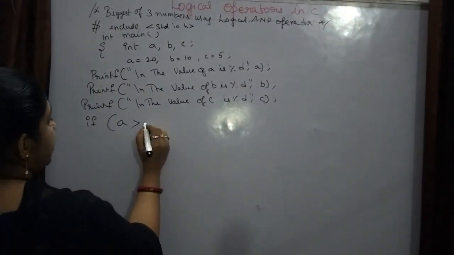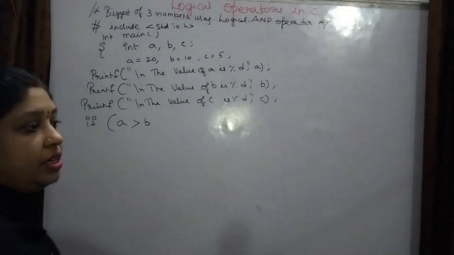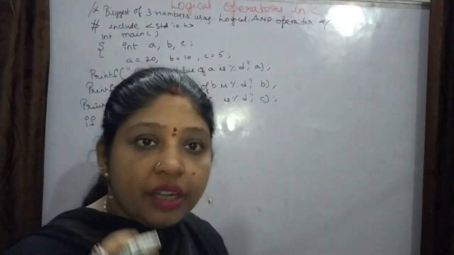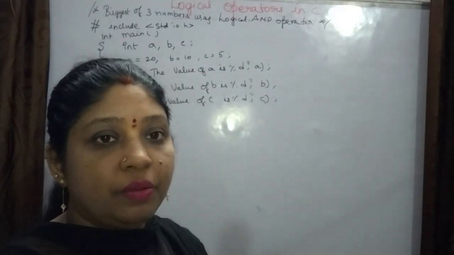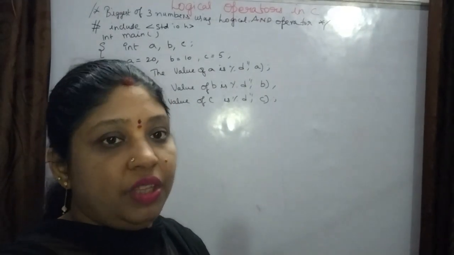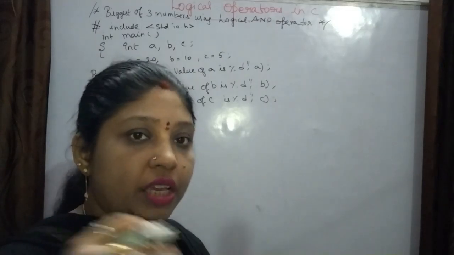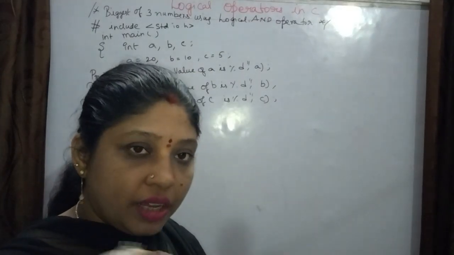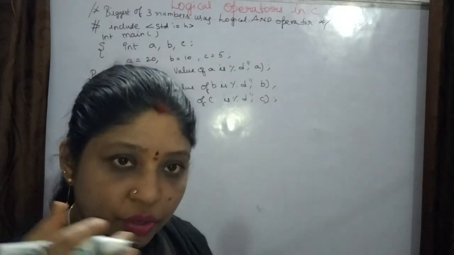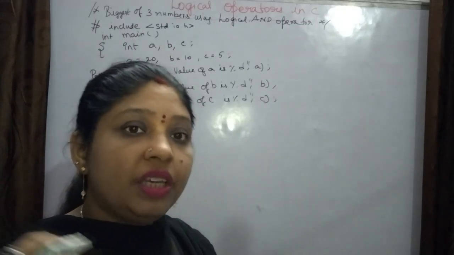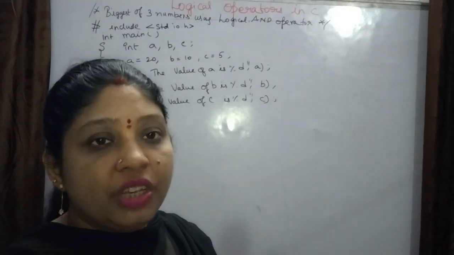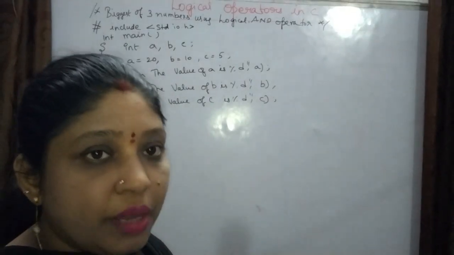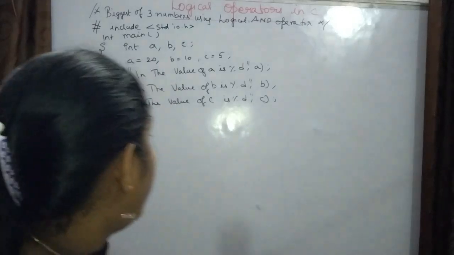Now a is greater than b. Here I am checking the condition to print the biggest of the three numbers. To find which is the biggest, you have to check whether a is greater than b or a is greater than c. After checking a, then you have to go for b, whether b is greater than c. Then it is going to print whichever number satisfies the condition. You just observe it, you will understand.